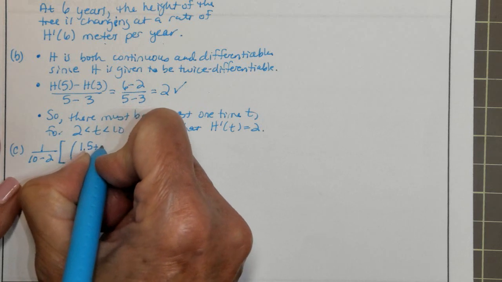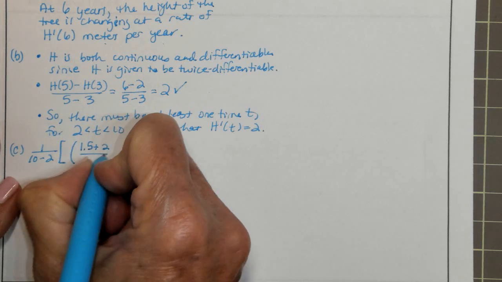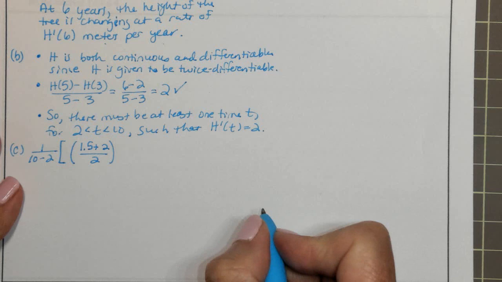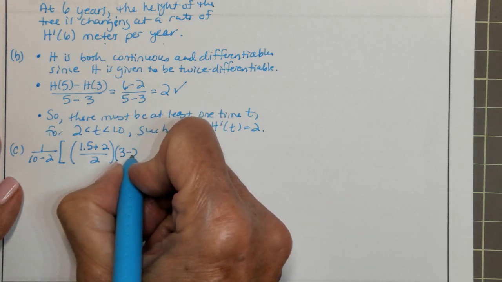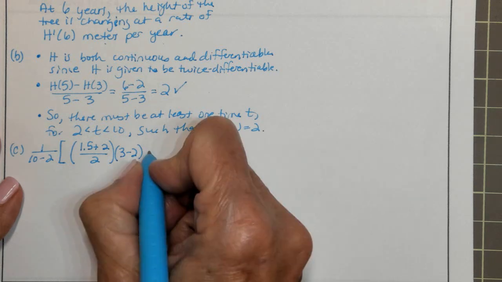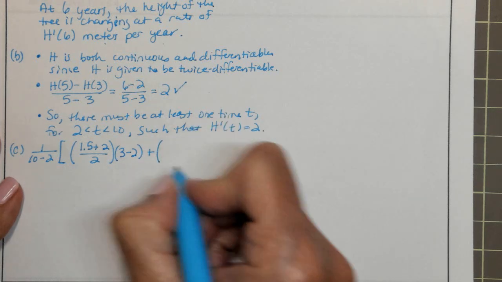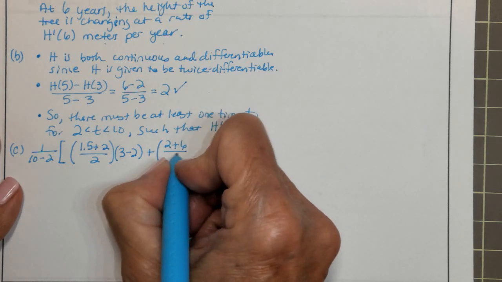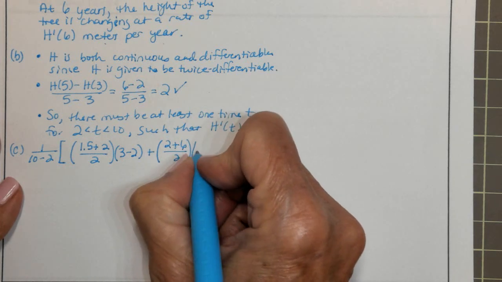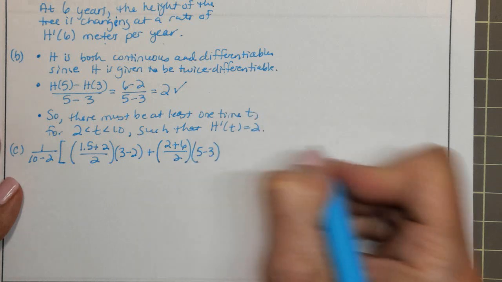So, average my heights. 1.5 plus 2 over 2. That's the average of the first 2 heights times delta t, 3 minus 2, plus the next set. Average those heights. 2 plus 6 over 2 times delta t, 5 minus 3.